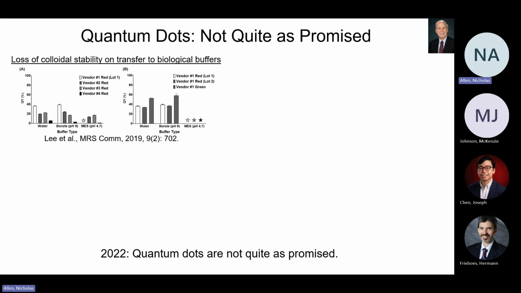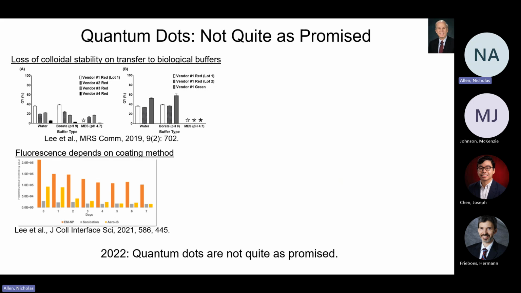Borate buffer, which is what's recommended by the manufacturer. And then this MES buffer, which is a standard buffer used for EDC bioconjugation, which is sort of the gold standard workhorse. And when I do MES, they all crash out. That's what the stars are. So all my particles are down at the bottom of the dish, not soluble. Well, that's not good work.